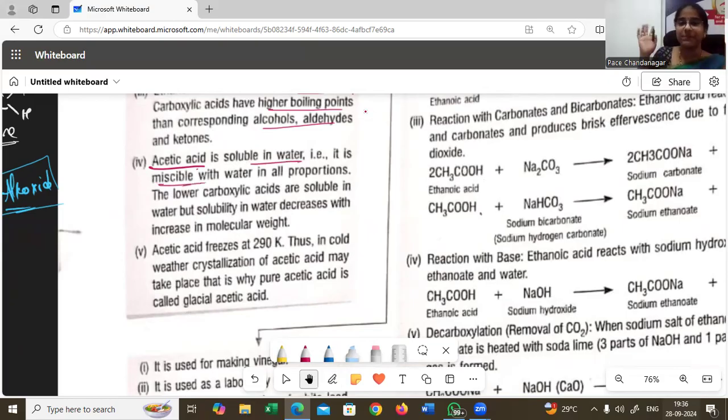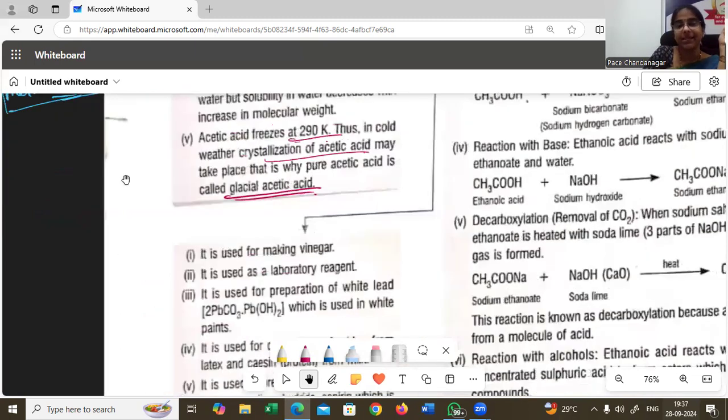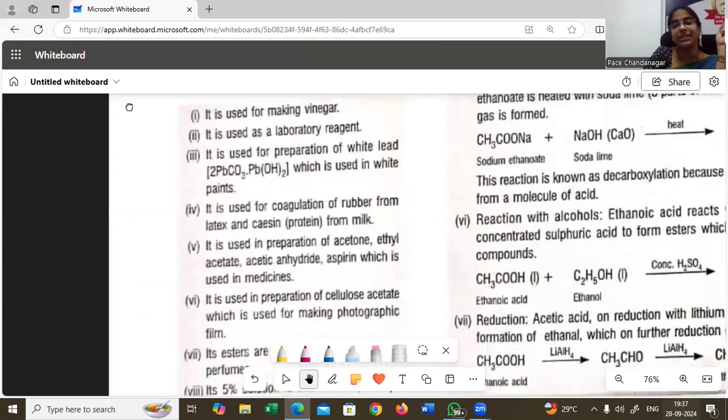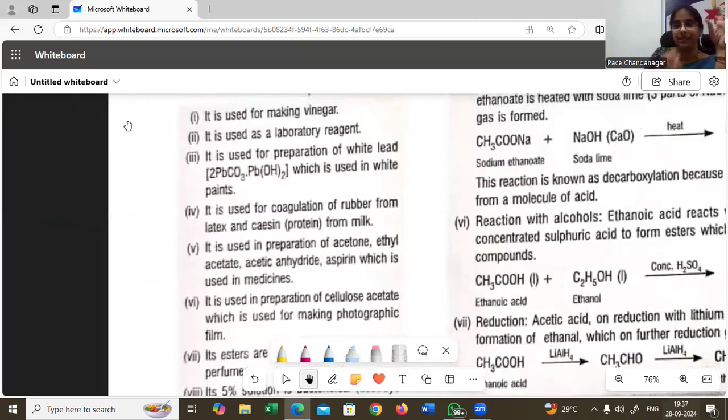Miscible means it can mix with water in all proportions. Lower carboxylic acids are soluble. Lower organic matter is soluble, but the higher ones are not soluble. Then acetic acid freezes at 290 Kelvin. Thus, in cold weather, the acetic acid may turn into a frozen state, which is why it is also called glacial acetic acid. It generally turns into that freezing mode.